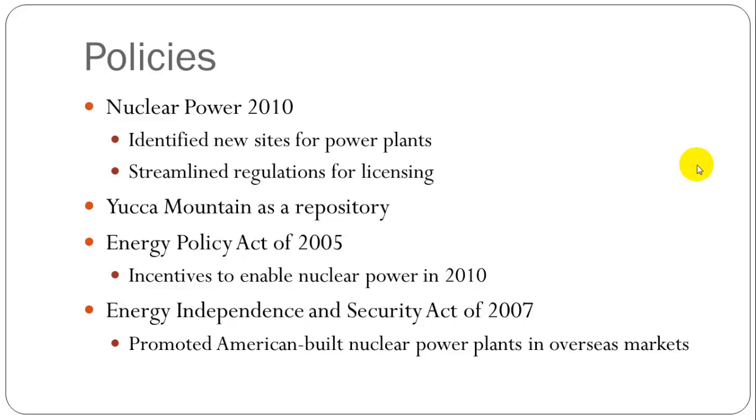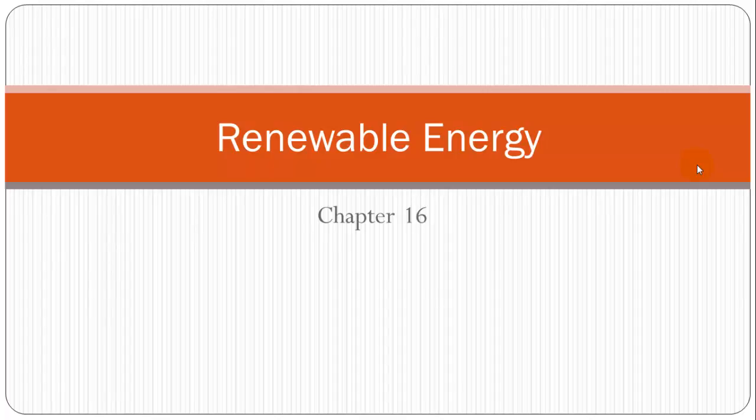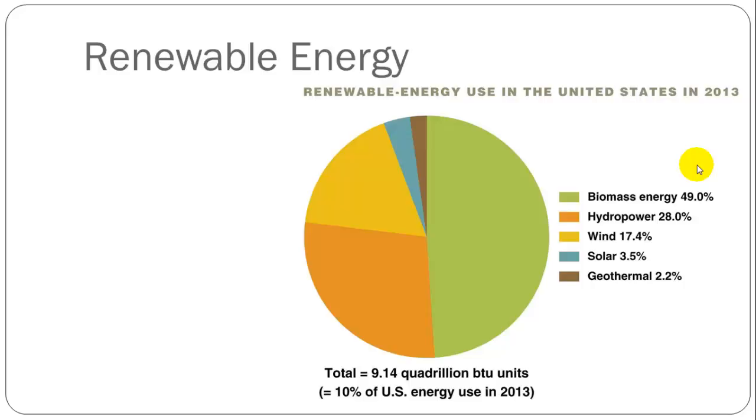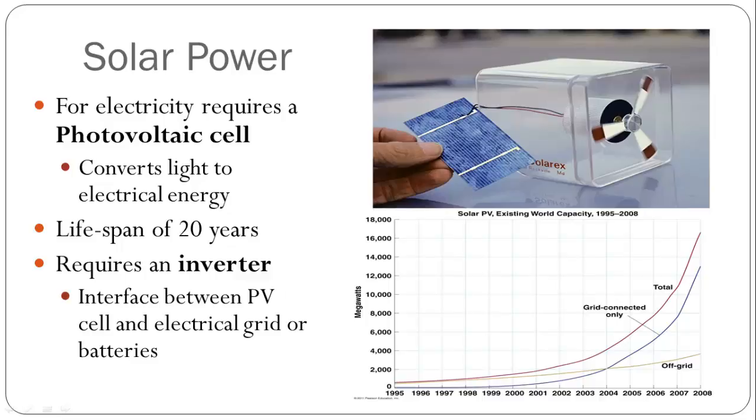The last thing we're going to talk about then is renewable energy. All right, renewable energy is mostly biomass. So this is like burning of wood, mostly. Hydropower using dams, wind. Solar is actually a really small slice of the pie. It's one that gets a lot of talk, but doesn't really have a lot of use. All right, but we'll start talking about solar.